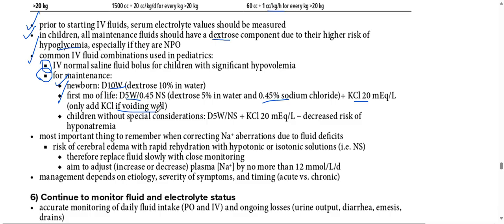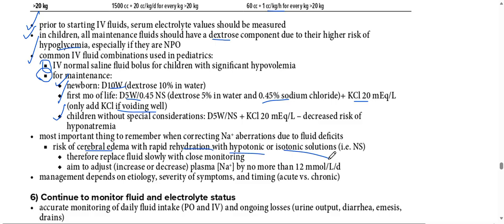Okay, children without special considerations: dextrose water 5% or normal saline plus KCl, decreased risk of hyponatremia. Okay, the most important thing to remember when correcting sodium due to fluid deficit is the risk of cerebral edema with rapid rehydration with hypotonic or isotonic solution. We don't have to rapidly rehydrate a child. It can lead to cerebral edema.